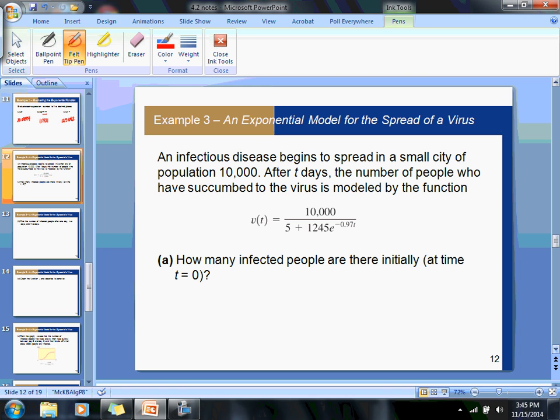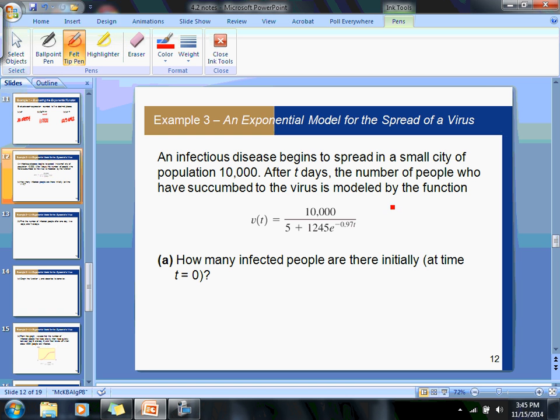But how we really use it is in equations such as this one. And here we have an infectious disease that begins to spread in a small city with a population of 10,000. After t days, the number of people who have succumbed to the virus is modeled by this function. And we'll talk at some point about how they get these functions. Sometimes you just see these word problems, and then you see these equations, and you're just expected to say, oh, yeah, that's how they got the equation. Yeah, they just gave it to me.